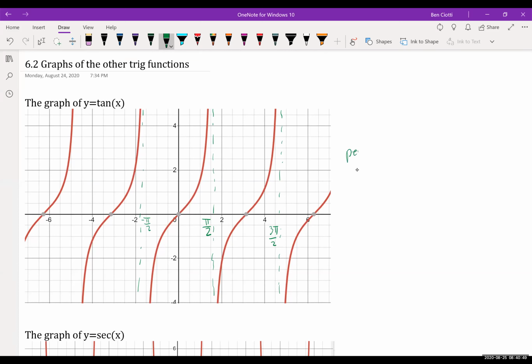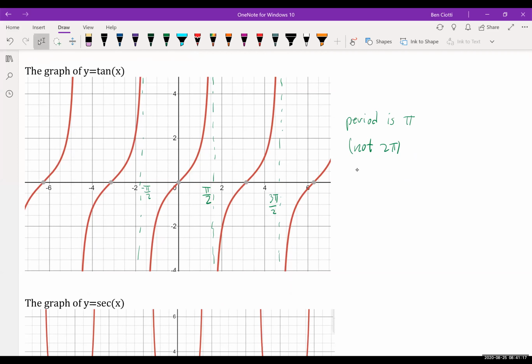And interestingly, the period of tangent is only pi, not 2 pi. Right? Almost all the trig functions have a period of 2 pi, except tangent, which, due to how it's defined and some canceling of negative signs, the period ends up just being pi.